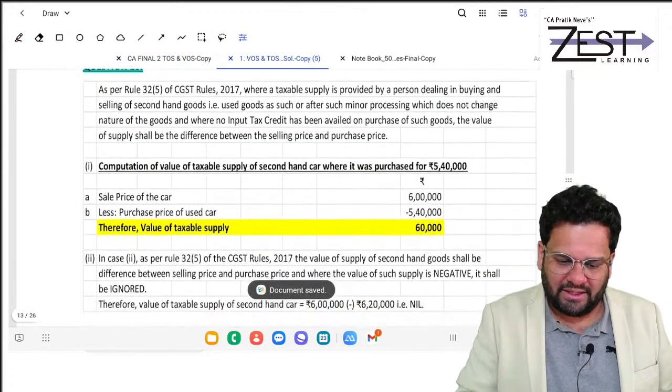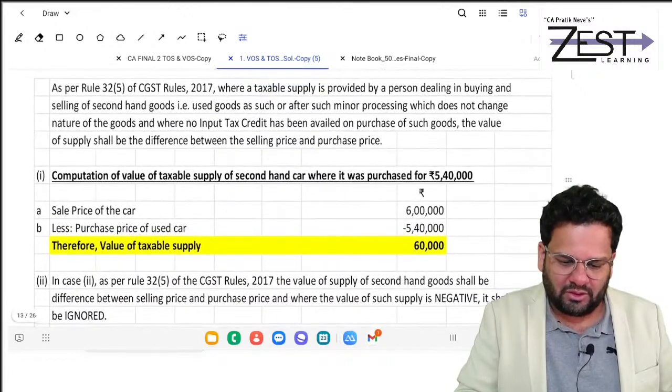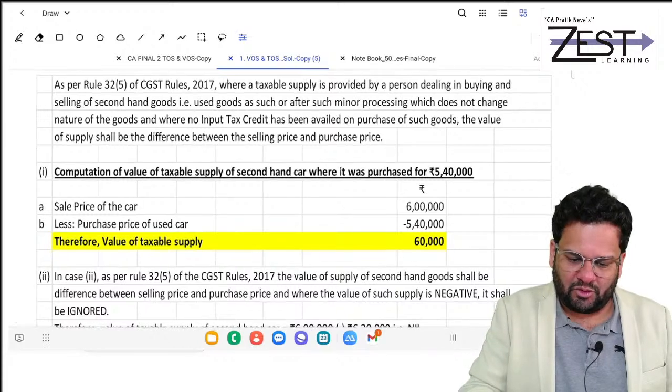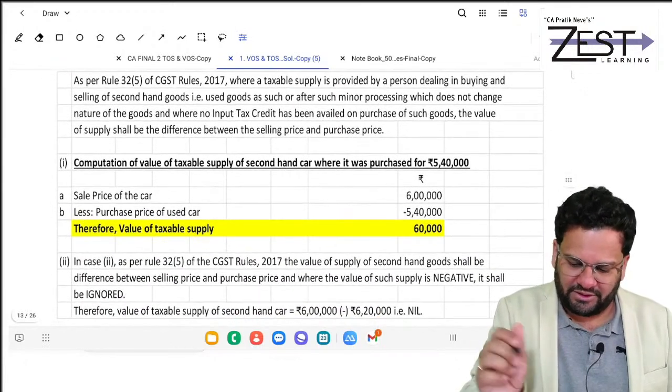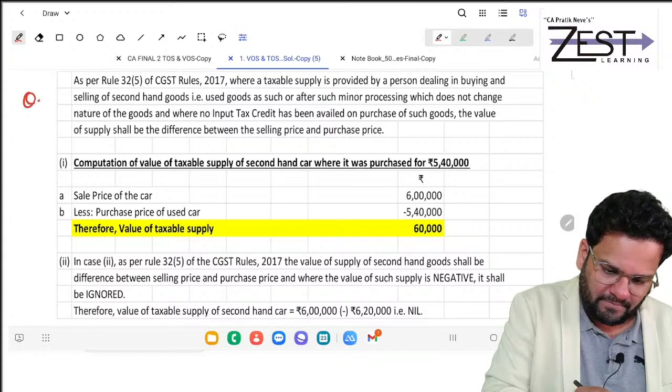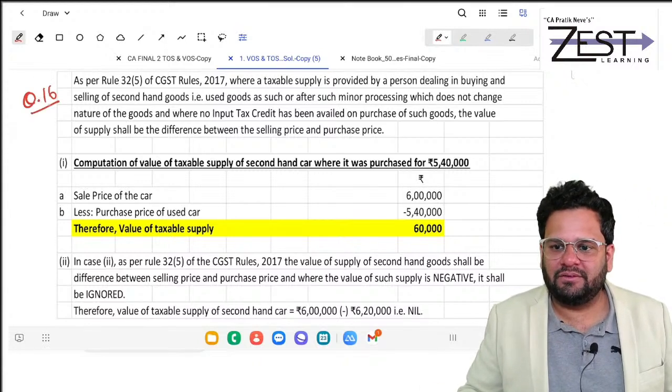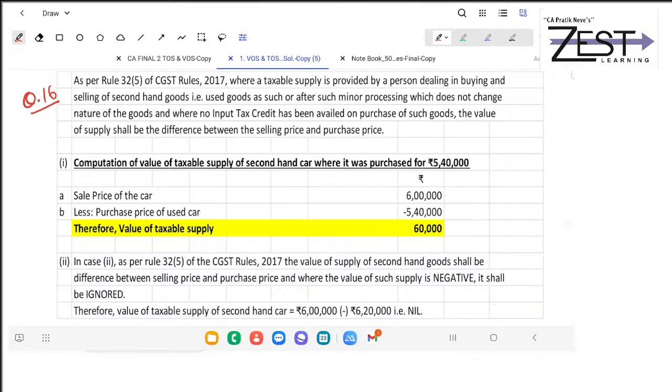Go ahead and complete this. Say question number 16 and complete this. I'll disappear from your screen. As you complete it, say D in the chat window. Then I'll come back on the screen and we'll go to the next question. I hope all of you are absolutely clear.